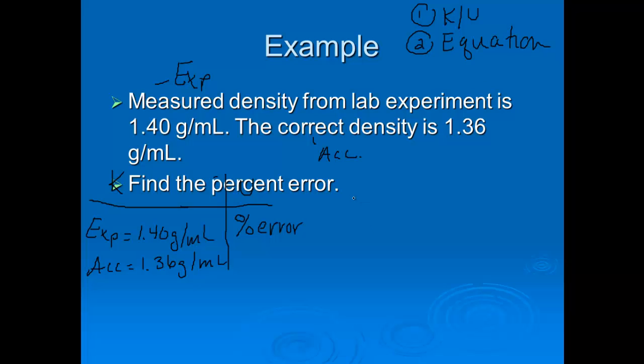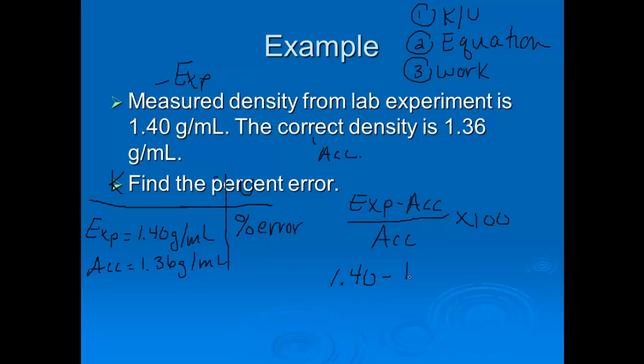So from the last slide, we know that our equation is experimental minus accepted over accepted times 100. Okay, so that's what I mean by writing out the equation. Then we're going to do the work. So we have to plug the numbers in. Remember, you should be writing all of this down.